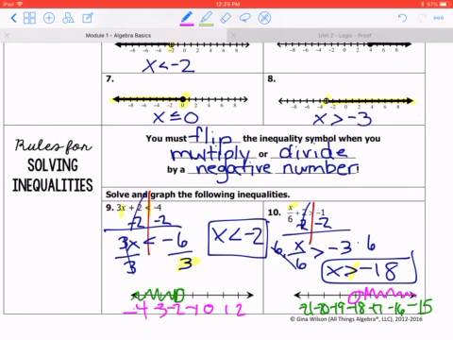Just basic rules for solving inequalities and how to graph them. Make sure you have this copied when you come into class tomorrow. And then we'll do some activities at the beginning. And then if you have any questions, feel free to ask them.